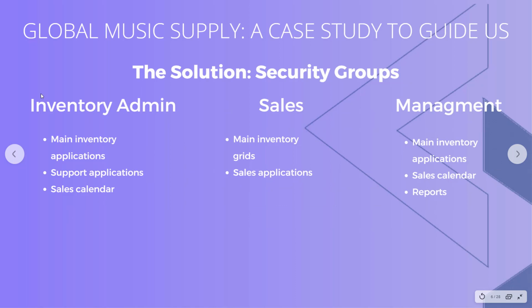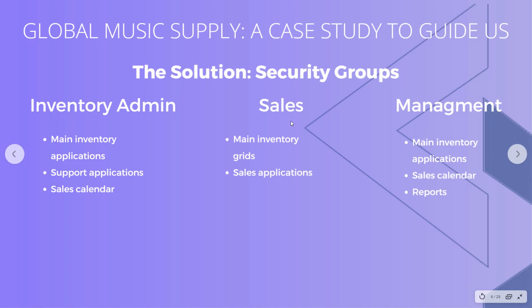So here they are. You have inventory admin, which is going to have access to the main inventory applications, and also the support applications, such as genre and media and category that we've been building, as well as the sales calendar so that our inventory admin people know when there's going to be a big sale coming up and might have more stock moving out of the warehouse. That's for Jay, who is our inventory manager, our warehouse manager.